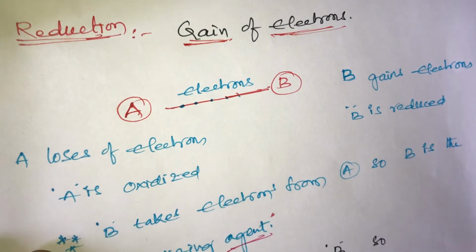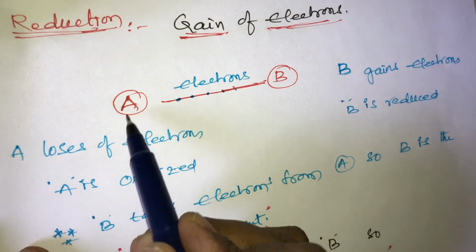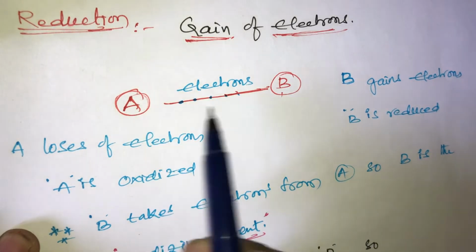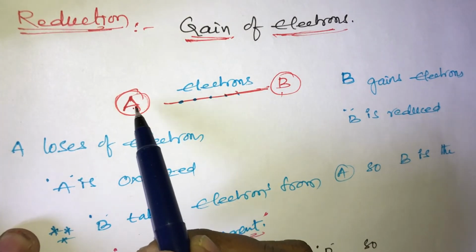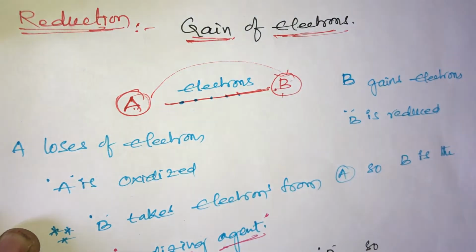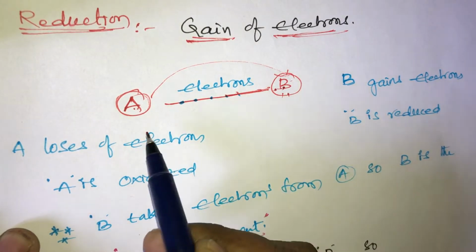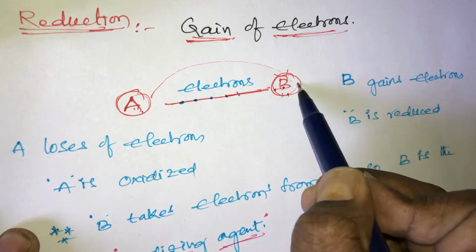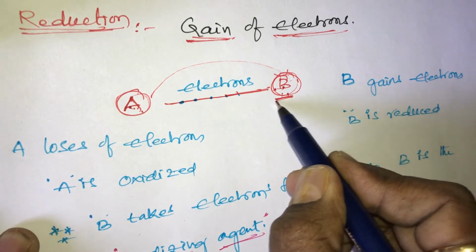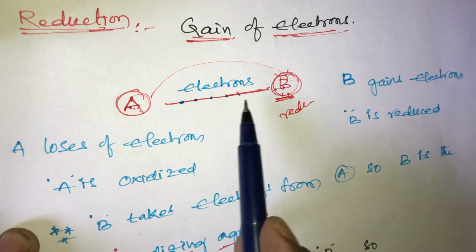Now take an example. Two substances, A and B, are there. When electrons transfer from A to B, what about A and what about B? Here B gains electrons from A. So B is the reduced one, B is the reducer.